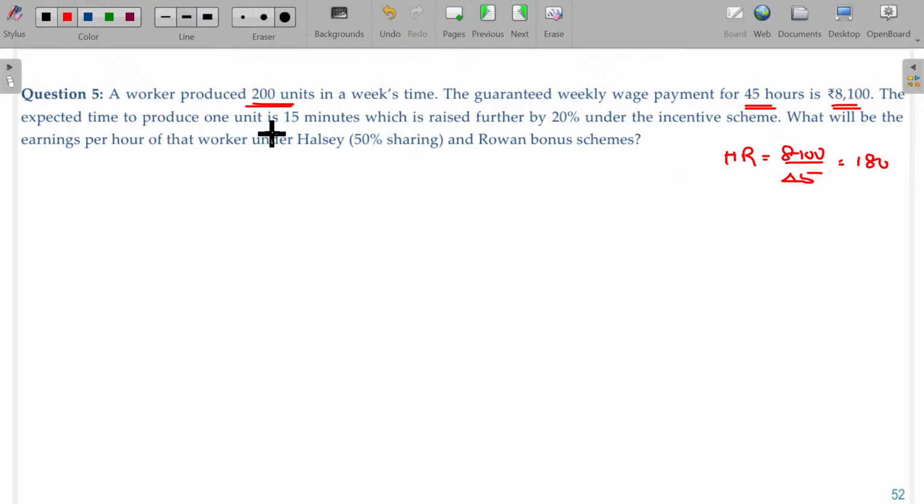The expected time to produce 1 unit being 15 minutes, for 200 units, 200 into 15 minutes divided by 60, 50 hours needed. Our time allowed being 50 hours.